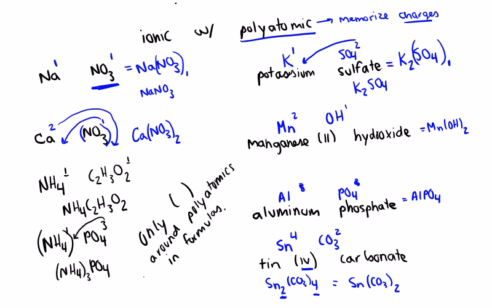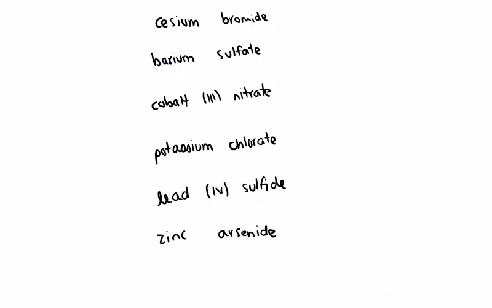Okay, I have a couple more of just all that we've done today wrapped into one. So if you want to pause and try all of these on your own, you can, but you don't have to. You can just work them with me if you want. So cesium bromide. Cesium is Cs, has a +1 charge. Bromine is Br, it has a -1 charge. So my chemical formula is going to be CsBr. Sorry, that B looks bad. CsBr.